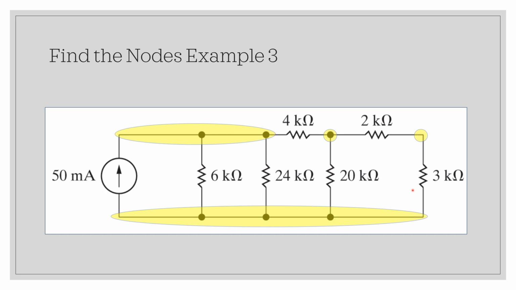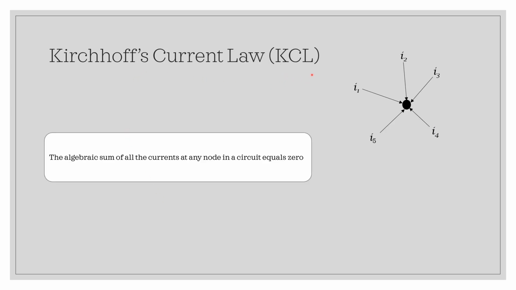but Kirchhoff's current law and Kirchhoff's voltage law give us additional constraints to solve for voltage or current in a circuit. You will see Kirchhoff's current law or voltage law abbreviated as KCL or KVL. We are going to be looking at Kirchhoff's current law for this lecture. And Kirchhoff's current law states that the algebraic sum of all the currents at any node in a circuit equals 0.